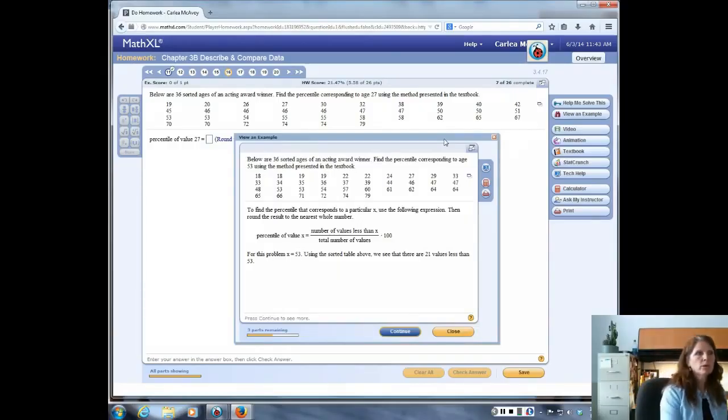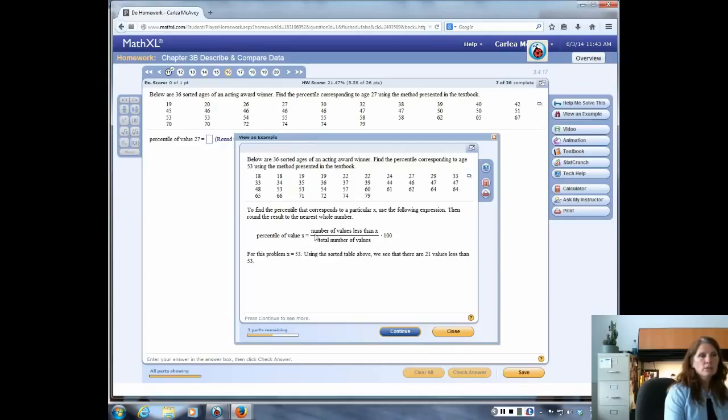Yeah, so we're going to figure out where's our 53, which is here. There's a couple of them. We can see there are 21 values less than that. So 1, 2, 3, 4, 5, 6, 7, 8, 9, 10, 20, 21 values less than that before we hit the 53. And the total number of values are 36.